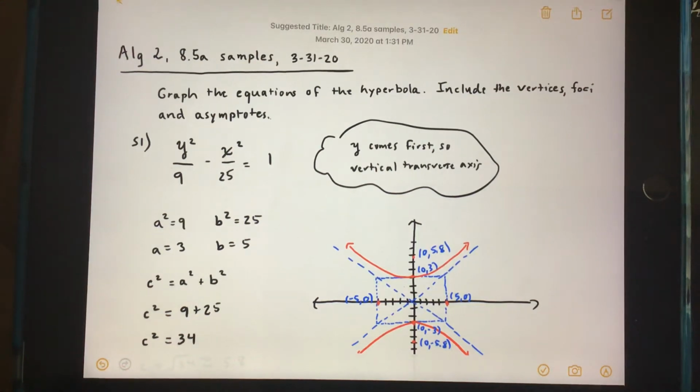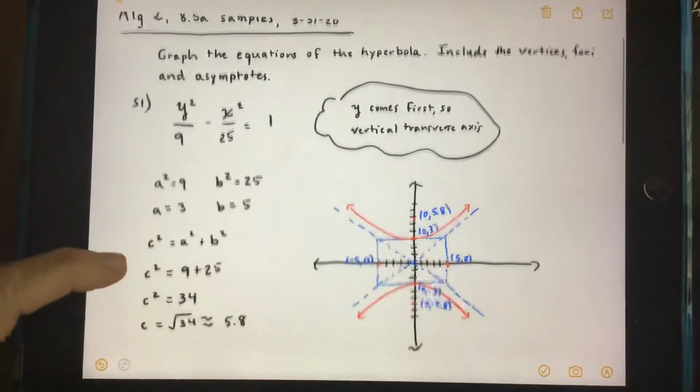Hello, Algebra 2. We're going to take a look at our 8.5a samples in preparation for our 8.5a quiz. This is where we will be graphing equations of the hyperbola, including the vertices, foci, and asymptotes in your graph. So we're going to go ahead and take a look at our first sample now.